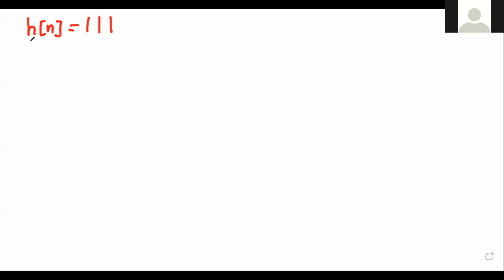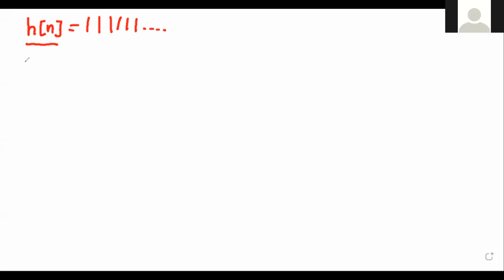Okay. So for example, we have a signal or a system as h[n] in the discrete-time domain, and it has an impulse response. So we can draw it as an impulse signal, with the values 1, 1, 1, 1, 1, and so on.